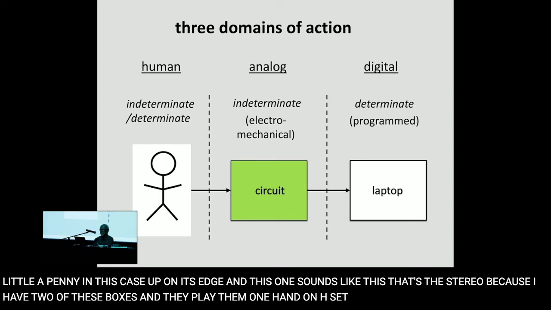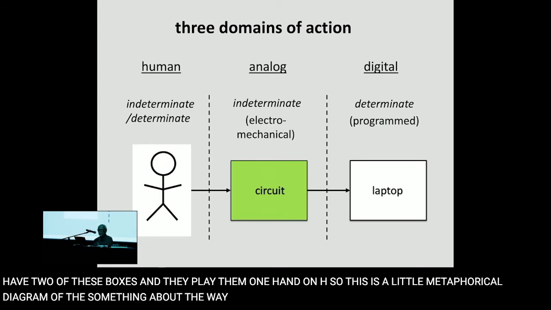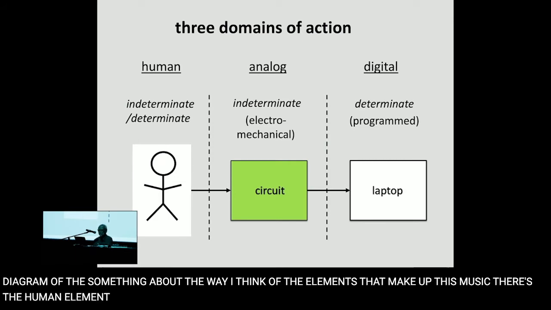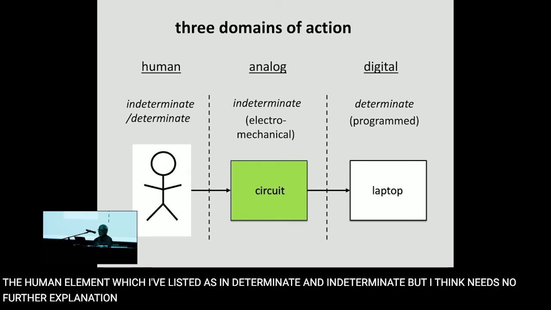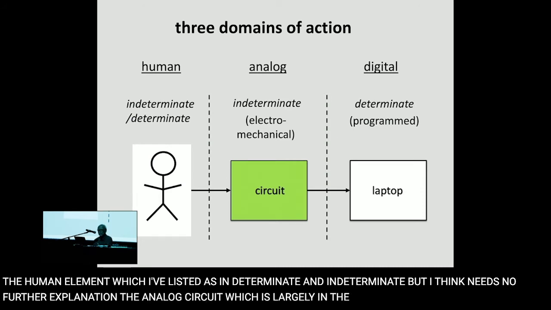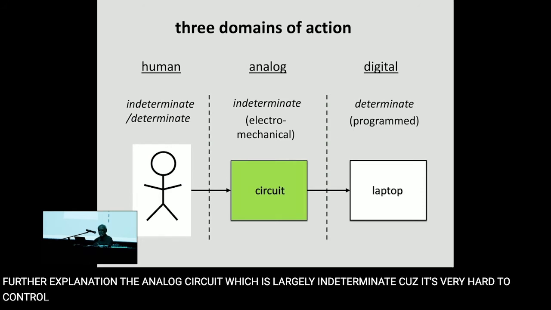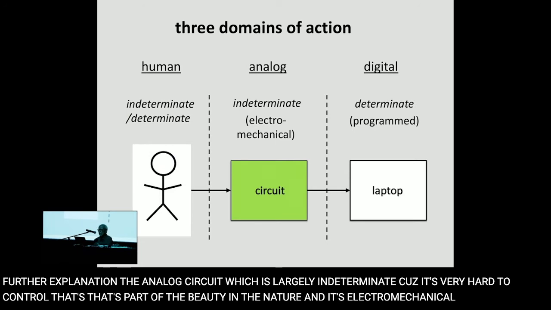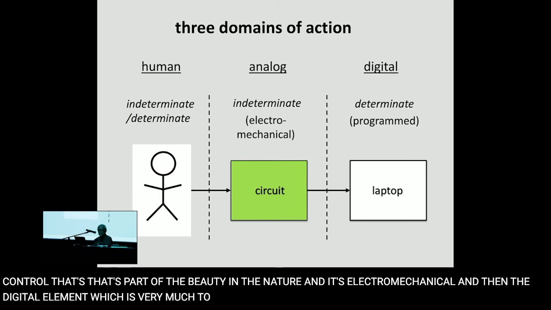This is a little metaphorical diagram of the way I think of the elements that make up this music. There's the human element, which I've listed as indeterminate and determinate. The analog circuit is largely indeterminate because it's very hard to control. That's part of the beauty and the nature of it, and it's electromechanical. And then the digital element is very much determinate for the most part, and it's programmed.